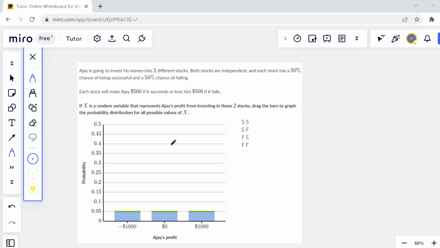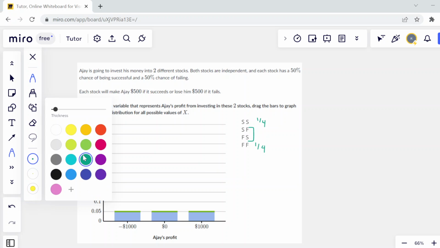So the probability of him getting $1,000 from them both succeeding is 1 in 4. The probability of him losing $1,000 because they both fail is 1 in 4. And then for the central two, his profit is $0.